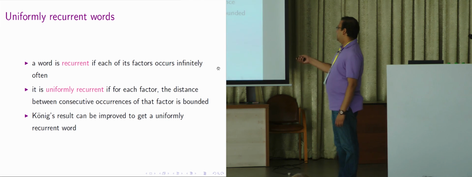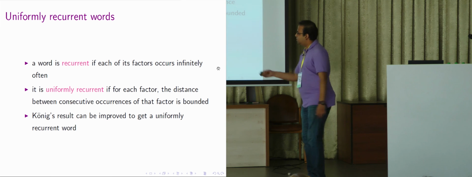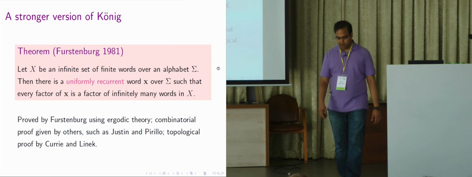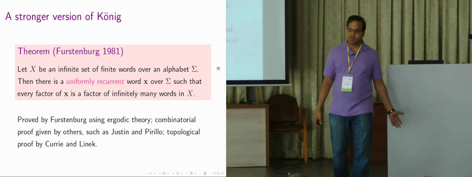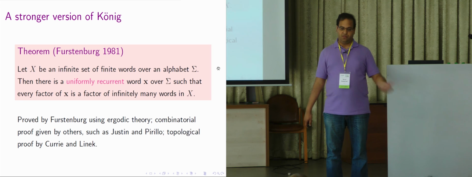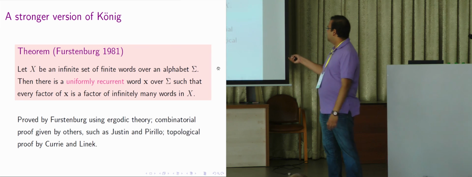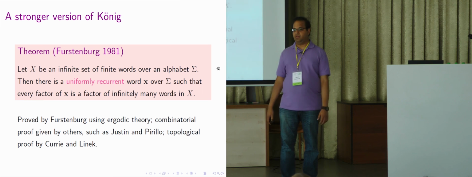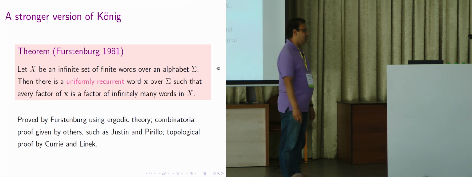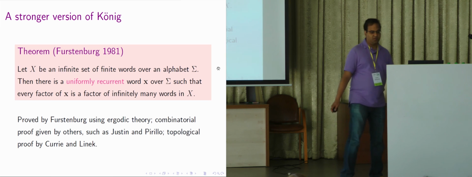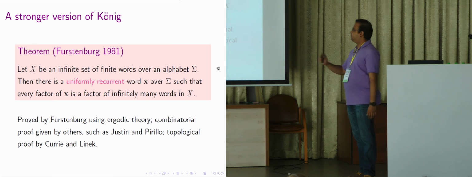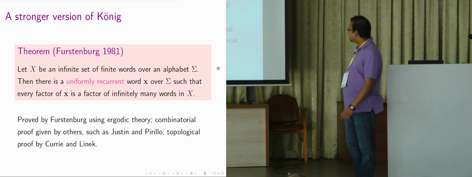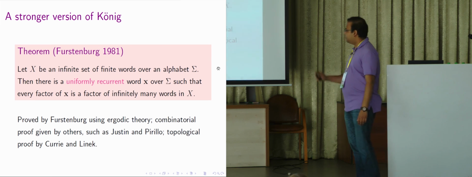Somewhat surprisingly, that claim of Koenig can be improved to show not just the existence of an infinite word avoiding whatever, but in fact that there exists a uniformly recurrent infinite word that avoids whatever. This was proved by Furstenberg. And there are many different ways to prove this.